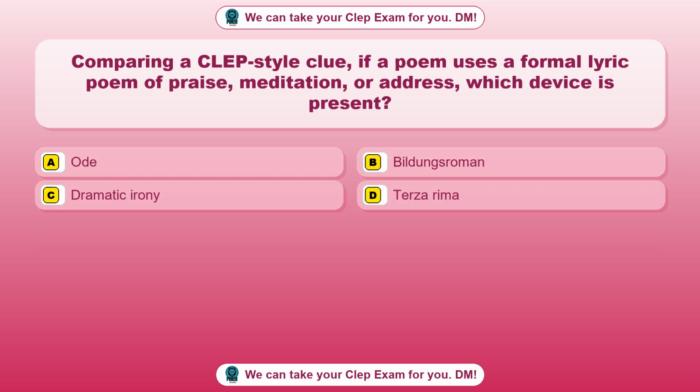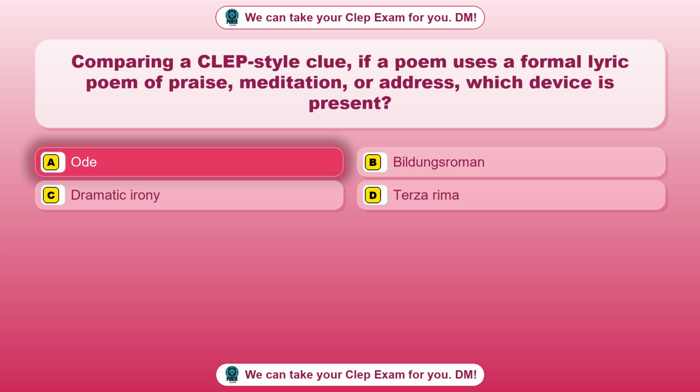Question 33. Comparing a CLEP-style clue, if a poem uses a formal lyric poem of praise, meditation, or address, which device is present? Option A, ode. Option B, Bildungsroman. Option C, dramatic irony. Option D, terza rima. The correct answer is option A, ode.